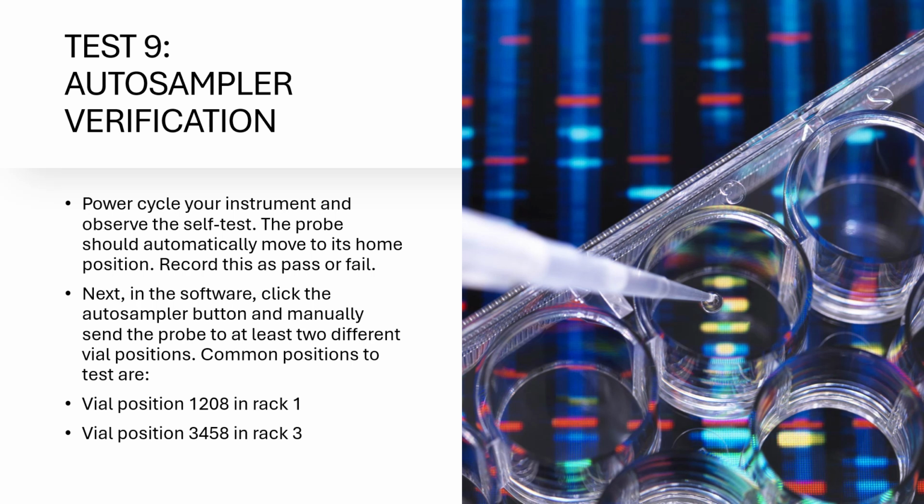Next, in the software, click the Autosampler button and manually send the probe to at least 2 different well positions. For example, well position 1208 in rack 1 and well position 3458 in rack 3. So the probe should move smoothly and accurately to each position. If it doesn't, you could be introducing samples from wrong vials.